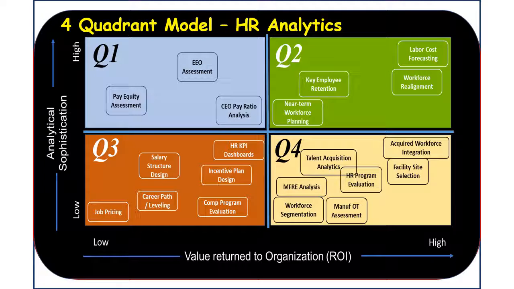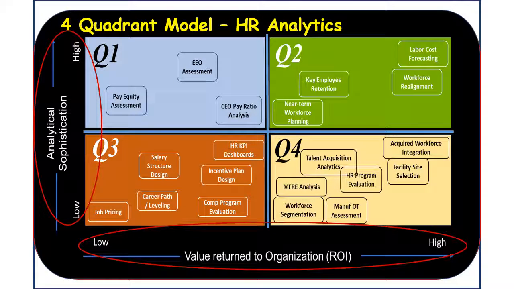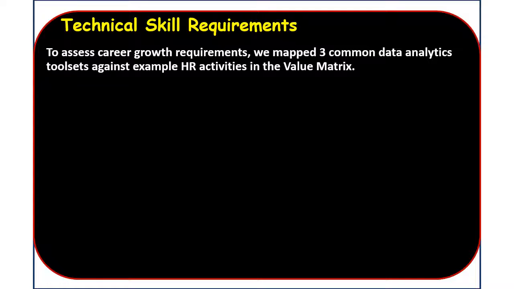The model framework assessment in part 1 resulted in a set of example HR activities clustered into 4 groups or quadrants and differentiated by 2 measurement dimensions: analytical sophistication and value returned to the organization. To assess the technical skills needed to operate in all 4 quadrants, we selected 3 very common data analytics tools and mapped them against HR activities in the value matrix.